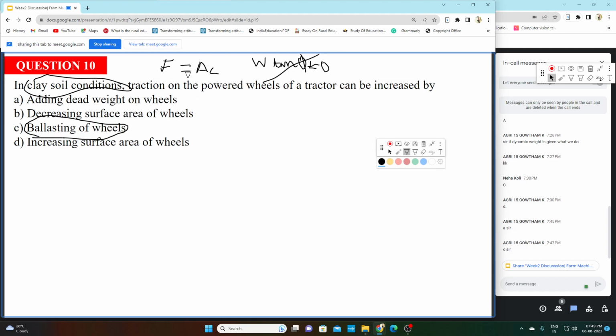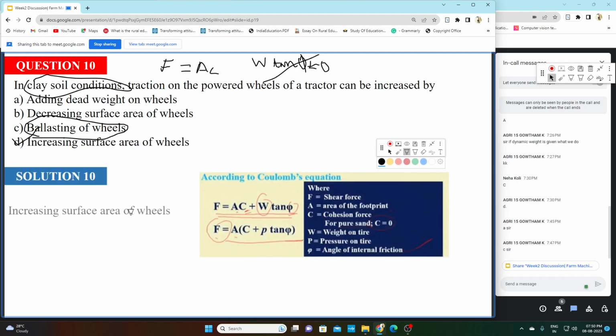Okay, so F equals AC, and to increase the traction of the powered wheel you have to increase the A. A is the only machine parameter, so your correct answer will be: A is incorrect, decreasing surface area is incorrect, we have to increase the surface area. C is incorrect because we cannot play with weight, this term will be 0 for clay soil. And D is increasing the surface area of the wheels. So D is your correct answer.